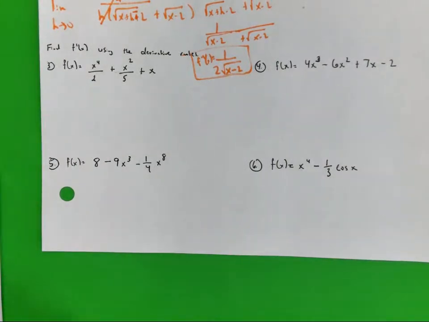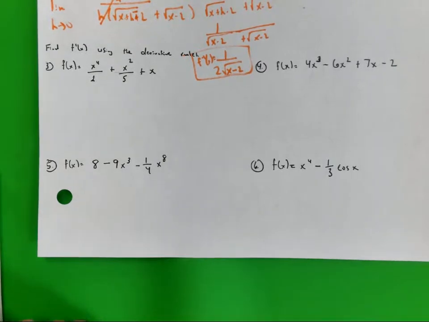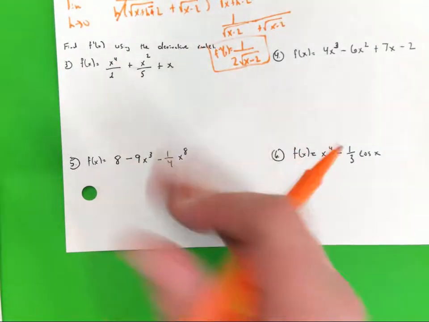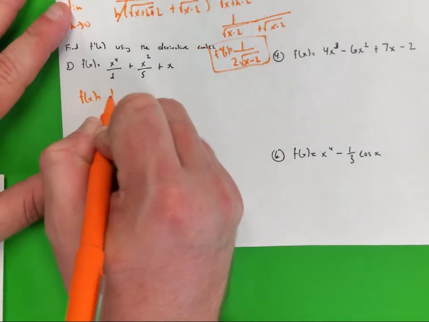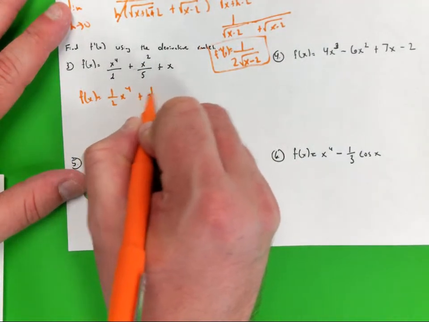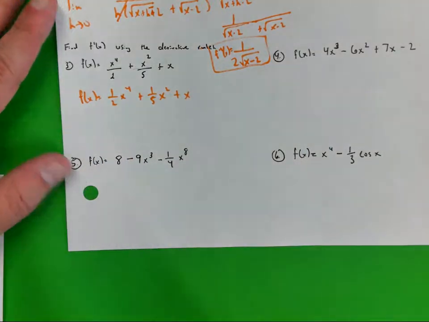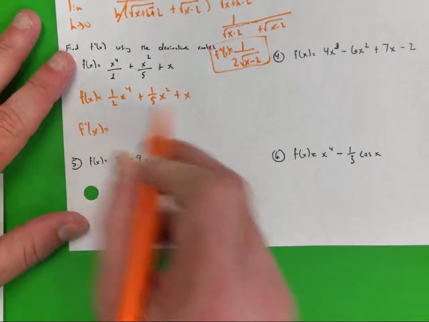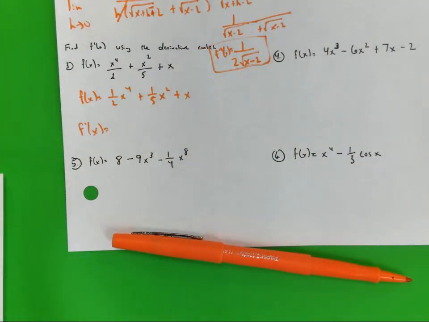All right, let's look at these. We want to find the derivative using the derivative rules. On number 3, do we need to rewrite number 3 to start with? Would it be helpful here? Probably it would. f of x equals 1/2 x to the 4th plus 1/5 x squared plus x. All right, f prime, here we go. How many parts do you have? How many terms do you have in here? So you can do derivative how many times?